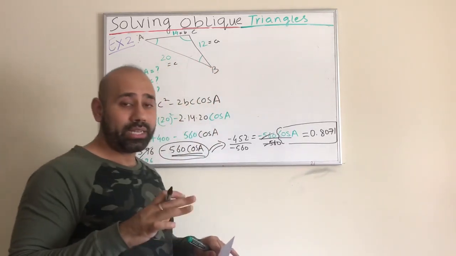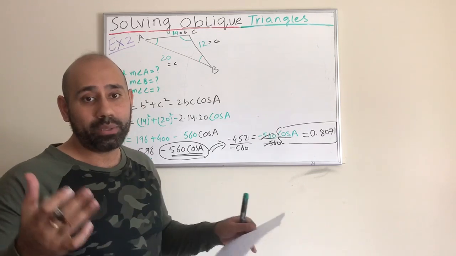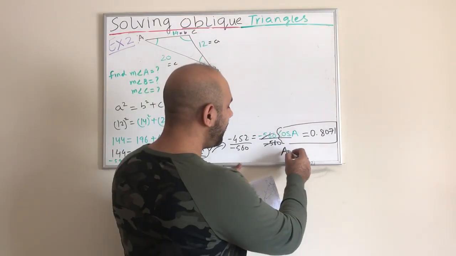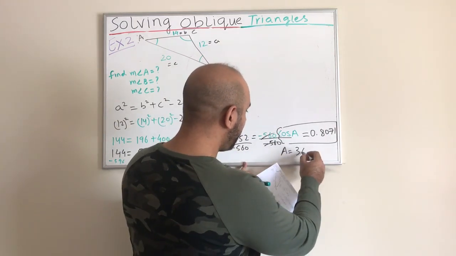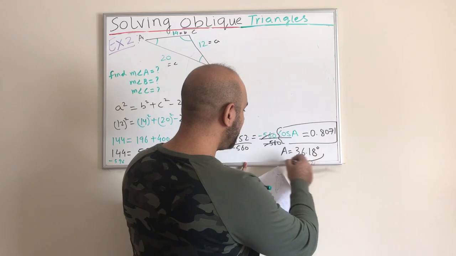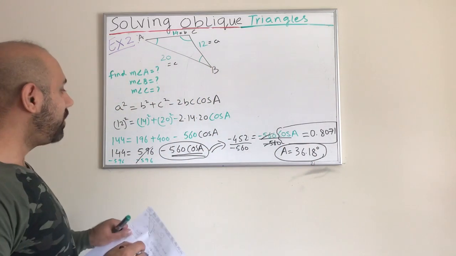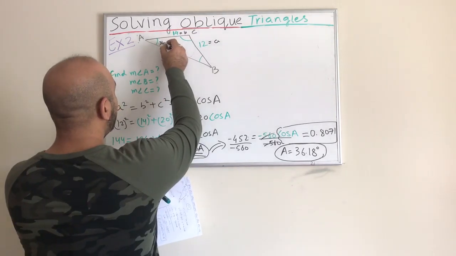Again, we know that cosine can have values between -1 and +1, and 0.8071 is perfectly in that range. So using the inverse key on my calculator, finally using the cosine inverse of that, what do I get? I get 36.18. So I went up to 2 places. So that is the value for my angle, the measure of angle A. So one of the angles is done, so I can just write it out, 36.18.